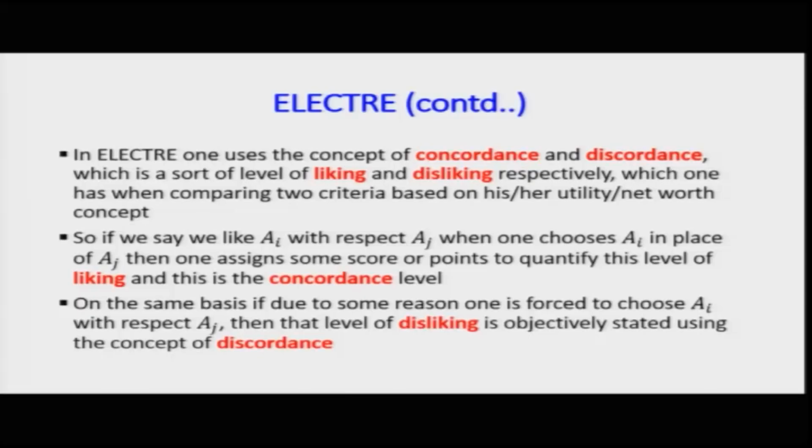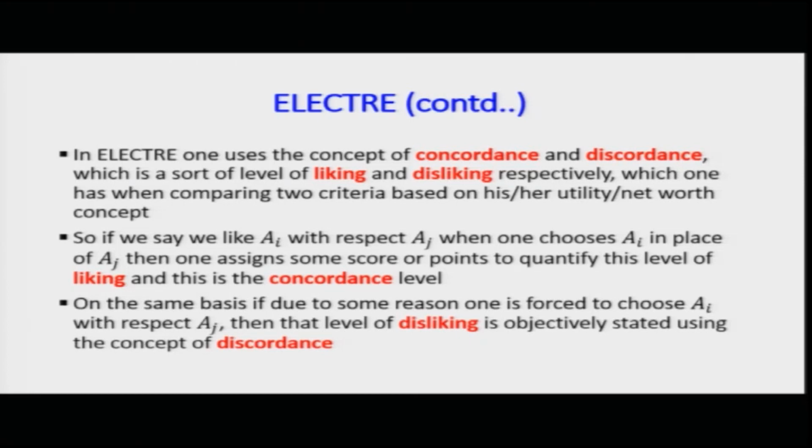In ELECTRE, one uses the concept of concordance and discordance sets, which is a sort of level of liking and disliking. Concordance means I like, so hence I give positive weights or positive points. Discordance set is basically I dislike, I mean the decision maker dislikes, so hence he gives a level of points which gives the level of discordance or disliking. One has to use this concordance and discordance set based on the criteria between any two alternatives. It does not mean that if I give a concordance score between two alternatives, I am not going to assign a discordance score.